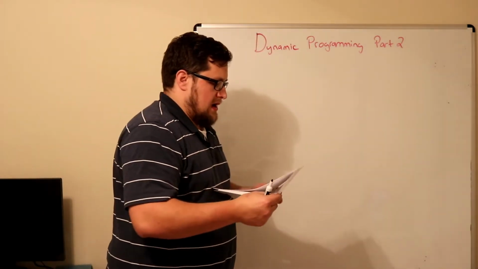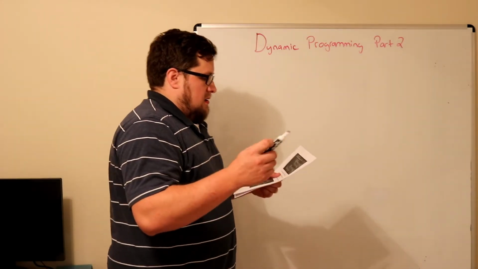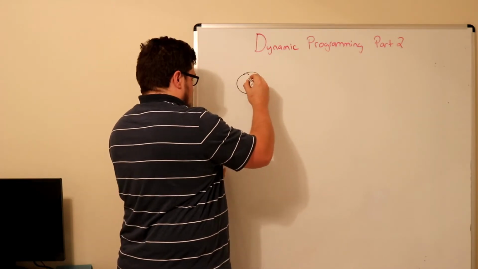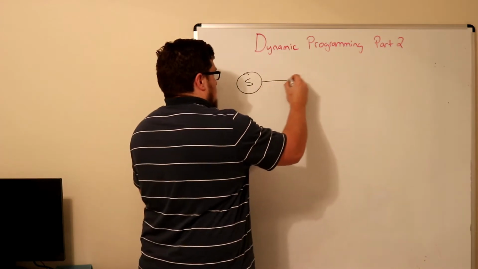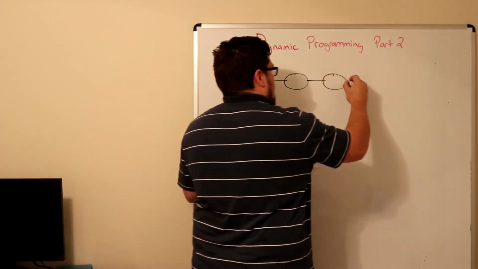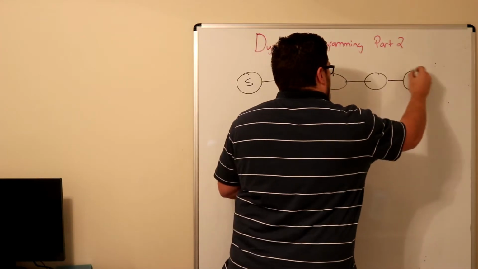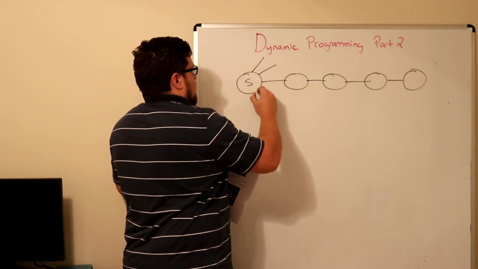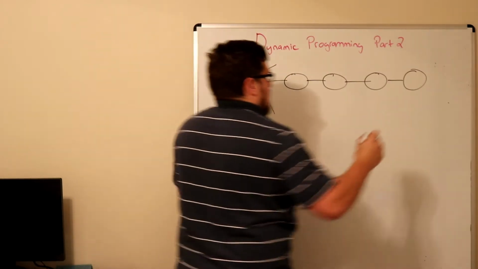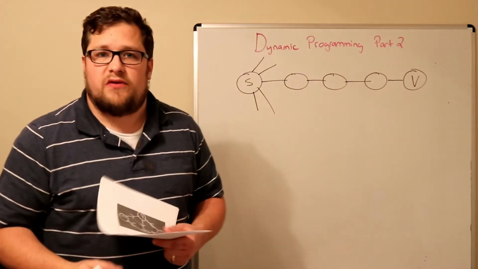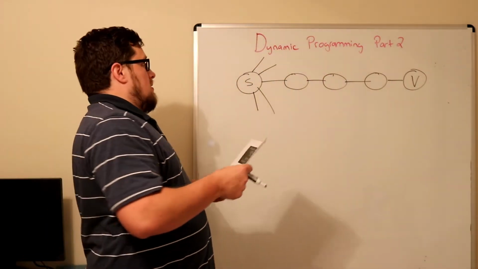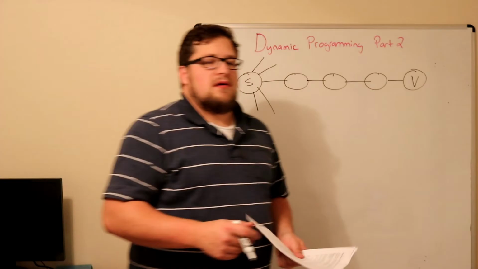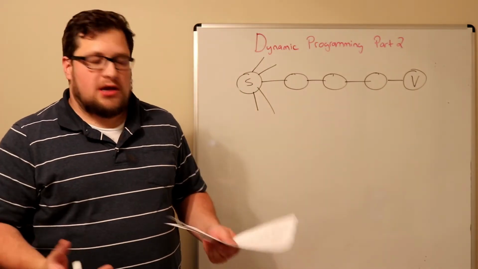So let me give you an example here. So let's imagine that we have a path that looks something like this. All right. And potentially we have other edges, right? Maybe right off the root here. And let's call that V over there at the end. If we needed to find the shortest path from S to V, we could use a form of dynamic programming to actually accomplish that.